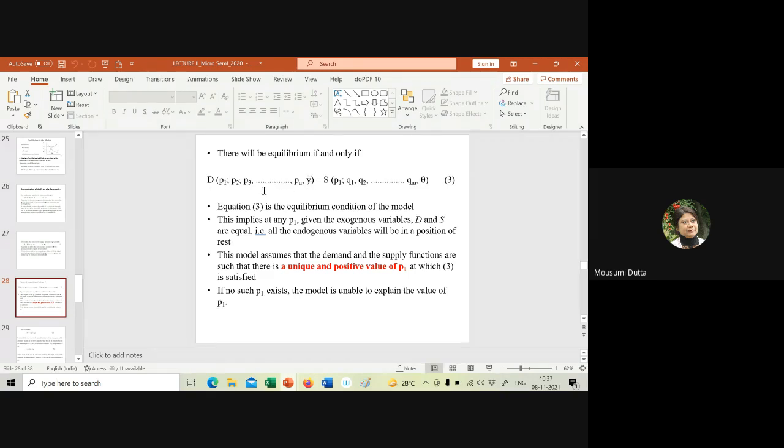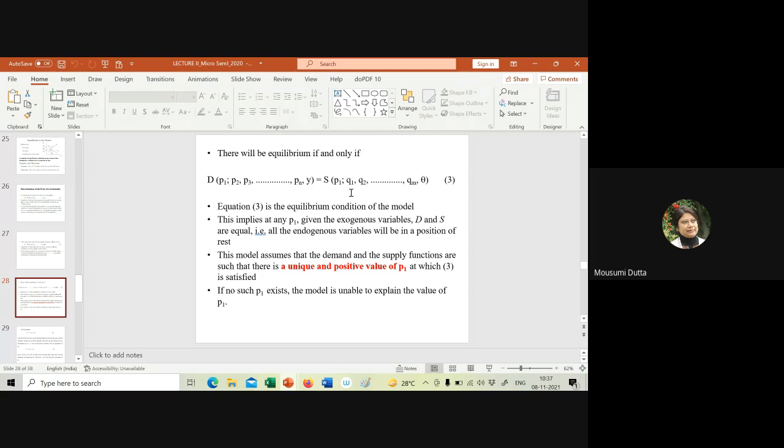Since this is the aggregate demand, when we are talking about the income, we are considering the aggregate income of the community. We are talking about a specific market, and in that market there are several demanders. So Y is nothing but the income of all individuals or all households coming into the market. So Y is the aggregate income.